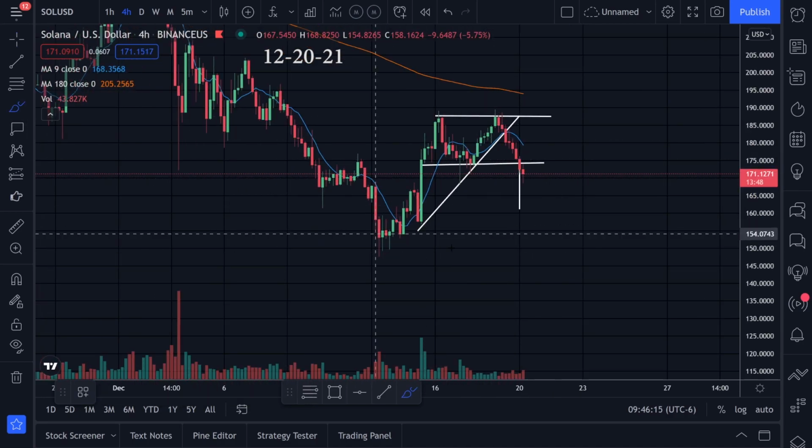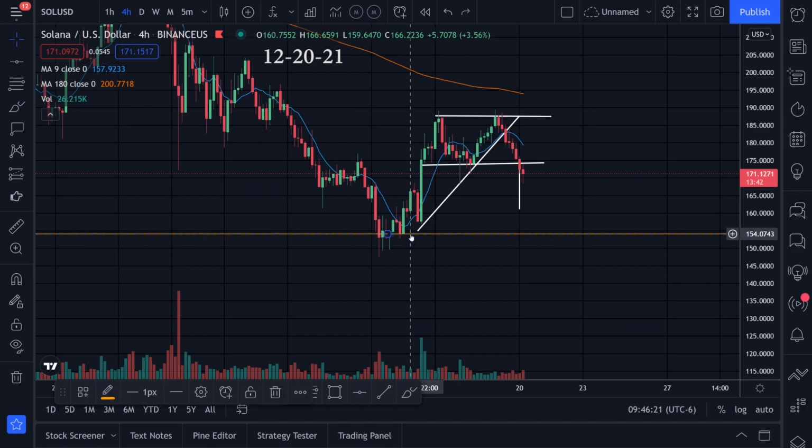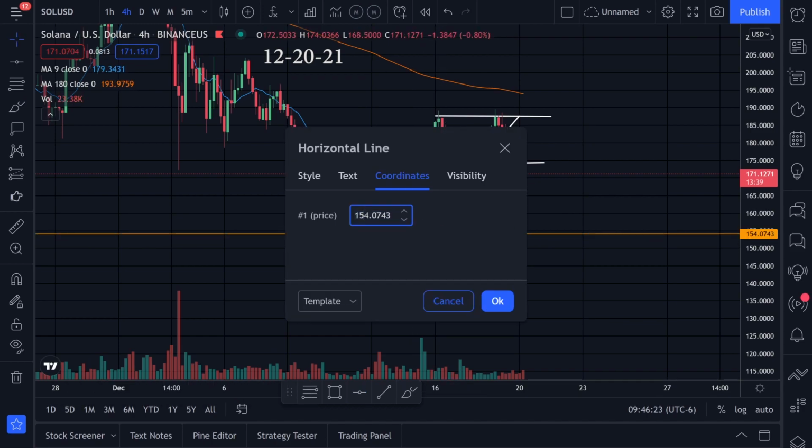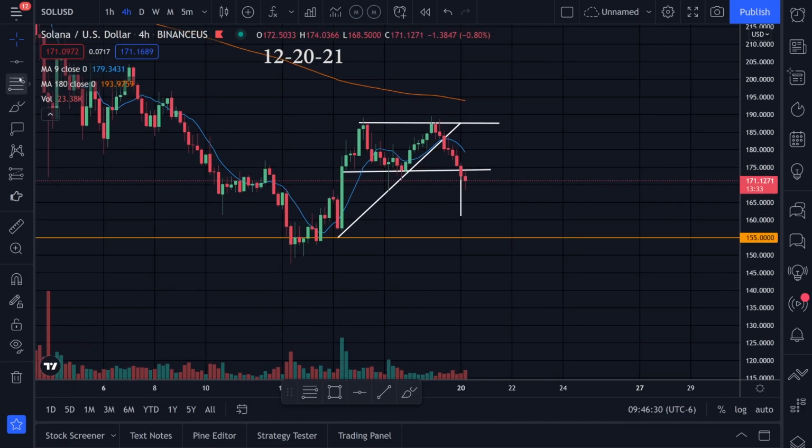And like I said, I'm also looking at this previous support. I have a limit order down here at 155. Let's go ahead and do a horizontal line, a horizontal orange line at 155. So that's what we can look at. That's what I'm looking at until we break these downtrends going to the upside. Then I'll be watching these targets over here.